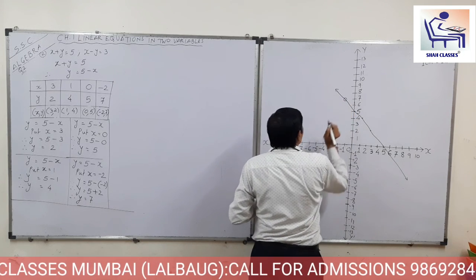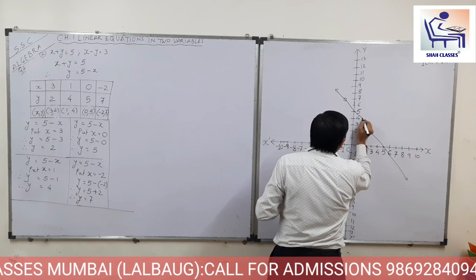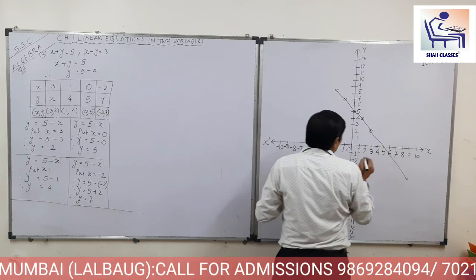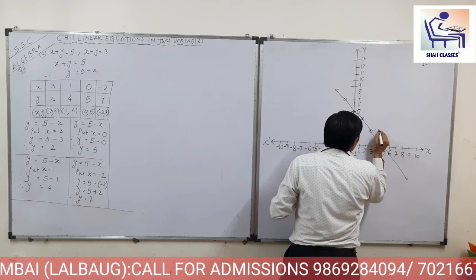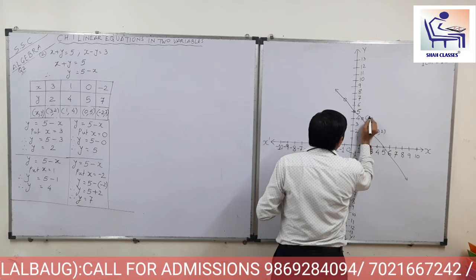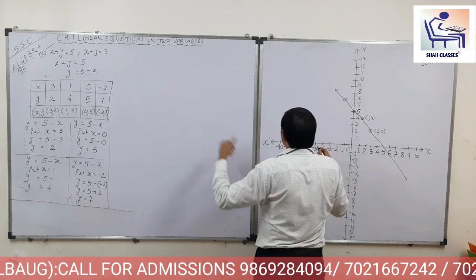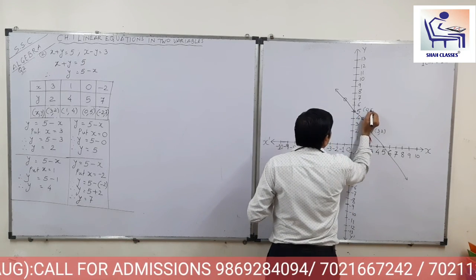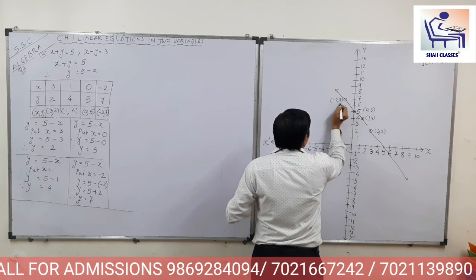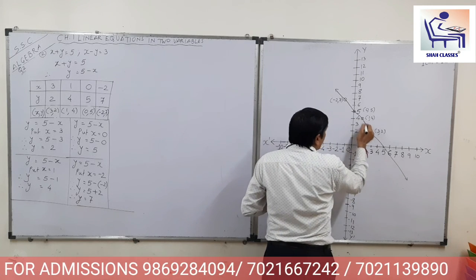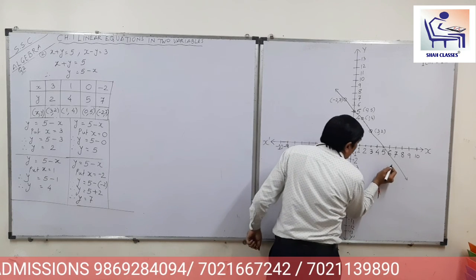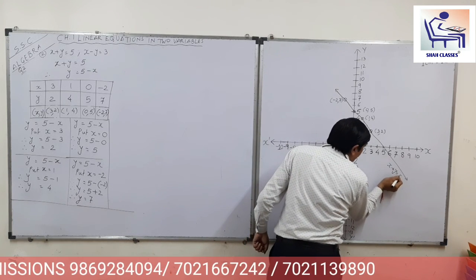Now we will give the naming to each and every point. So your first point is 3, 2. Second point is 1, 4 here. Third point is 0, 5. And the fourth point is -2, 7. Okay, please give the naming to this equation as x plus y is equal to 5.